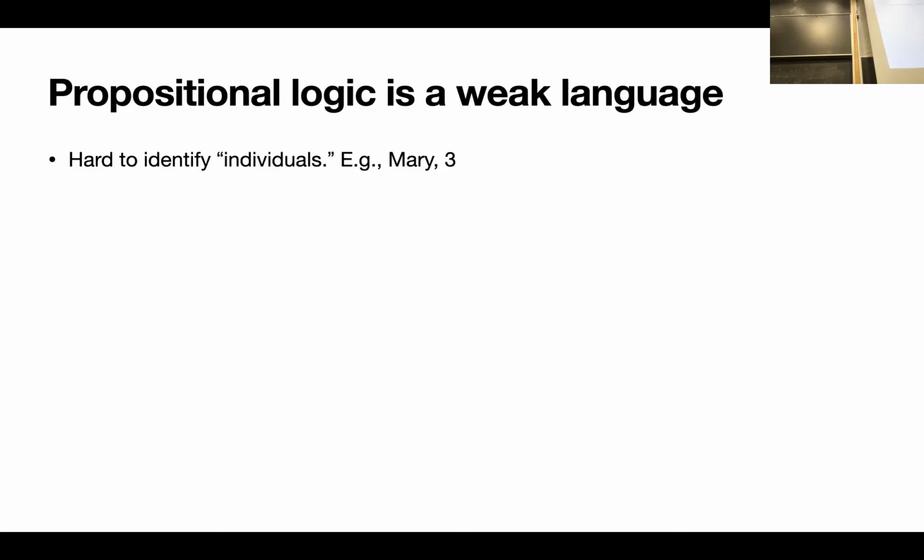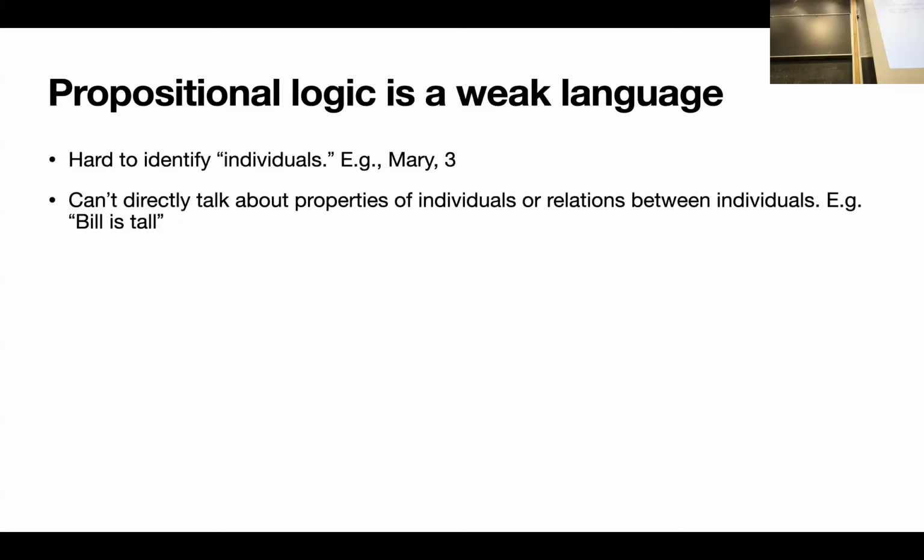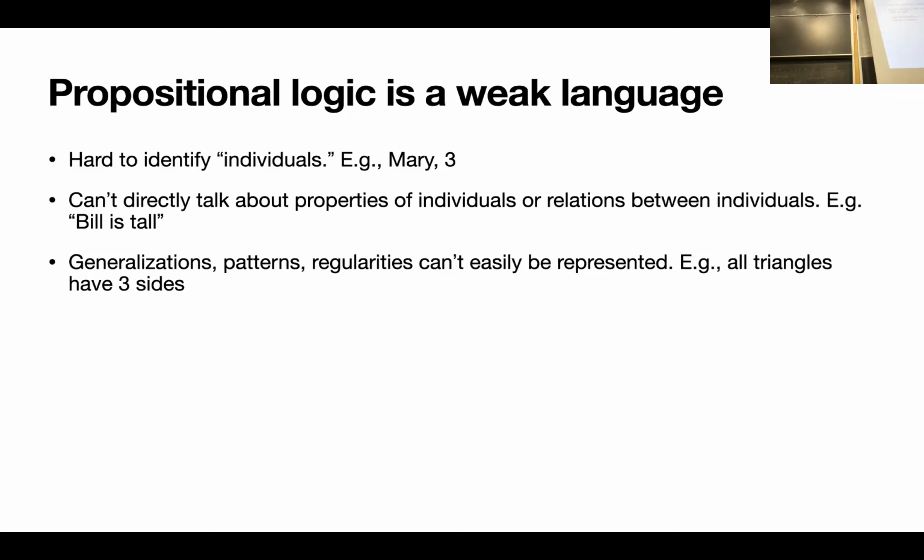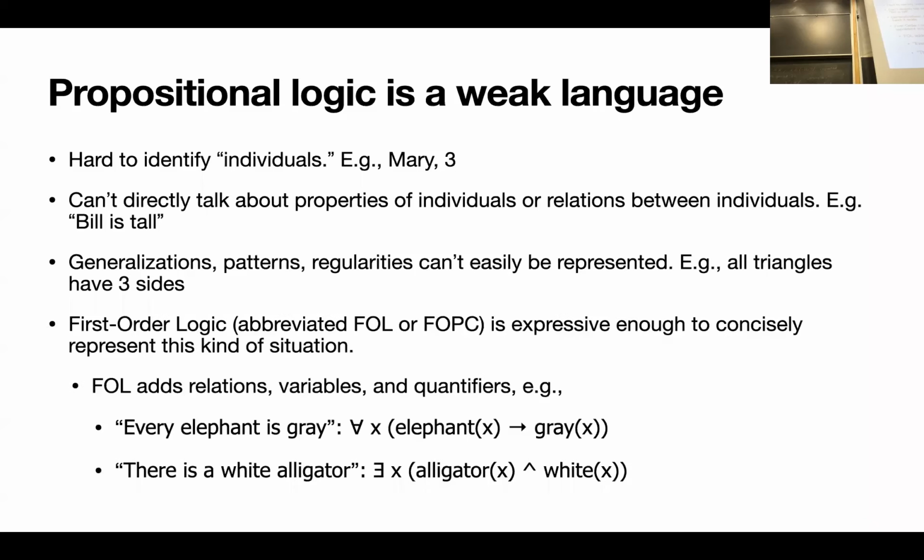In propositional logic, what we saw before is how to identify individuals like Mary or 3. We cannot talk directly about properties of individuals or relations between individuals. Generalizations, patterns, and regularities cannot be easily represented. For example, all triangles have 3 sides. This is true, but we cannot easily express that with the previous logic. First order logic, abbreviated as FOL, is expressive enough to concisely represent this kind of information.